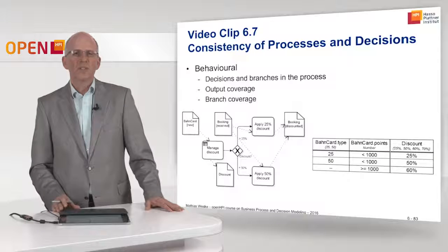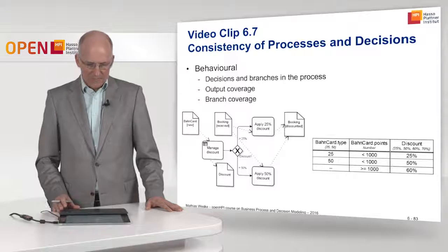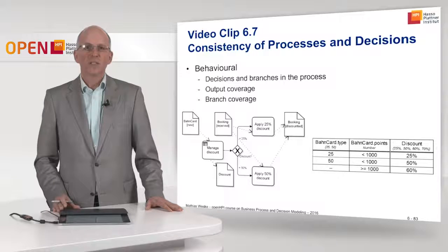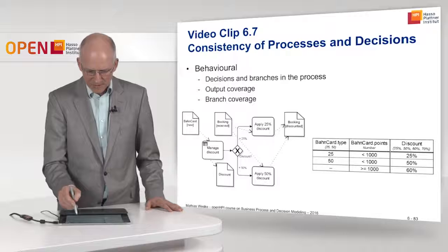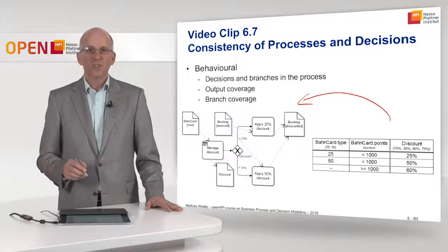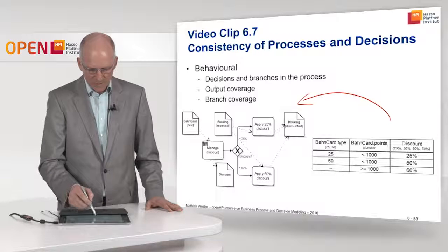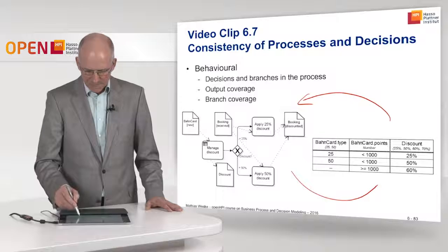We also took a look at behavioral consistency, especially by looking at output coverage and branch coverage, where output coverage investigates the way from the decision model to the process model, and branch coverage, the opposite, from the process model to the decision model.